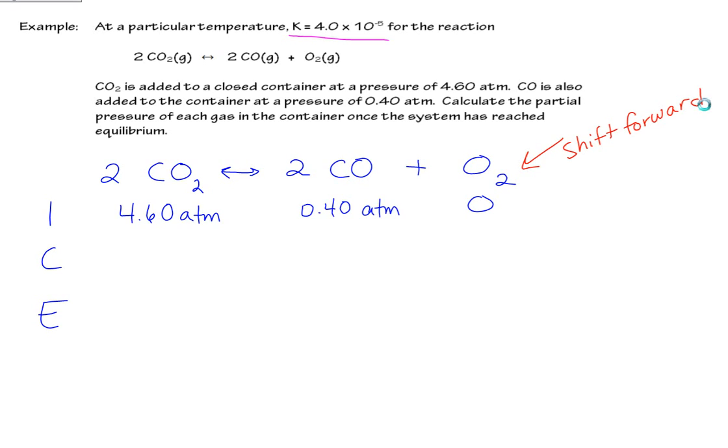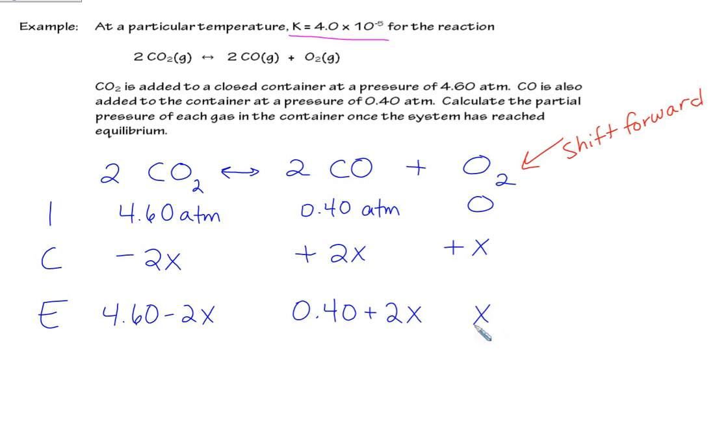Okay, what else do we know here? Nothing. That's fine. We know we're shifting forward. We're going to shift by the ratio in the balanced equation. So this is going to go down by 2x, up by 2x, and up by x. We're shifting forward, so at equilibrium, we have 4.6 minus 2x, 0.4 plus 2x, and x.